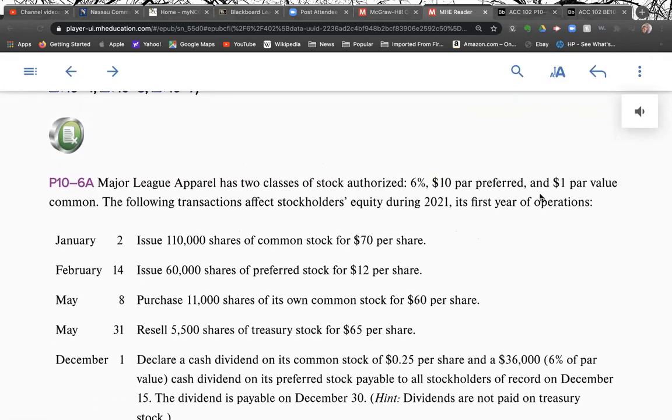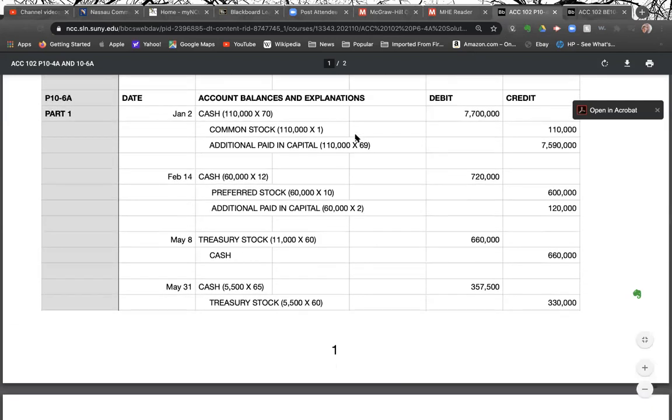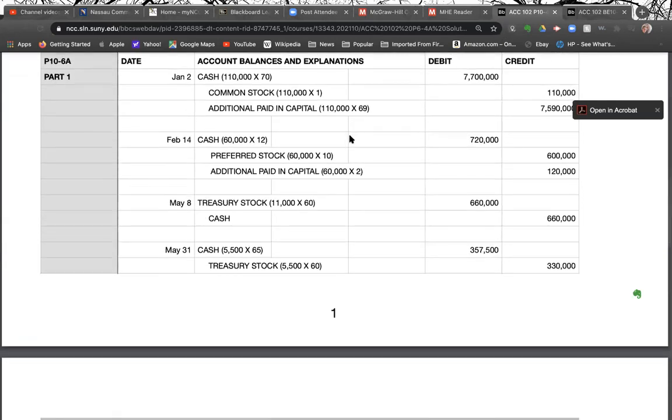Now notice you've got issue 110,000 shares of common stock at 70. Issue 60,000 shares of preferred stock at 12, right? So let's look at those 2 transactions first. So January 2nd, that was the common stock.